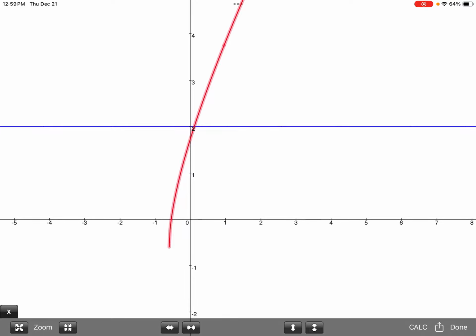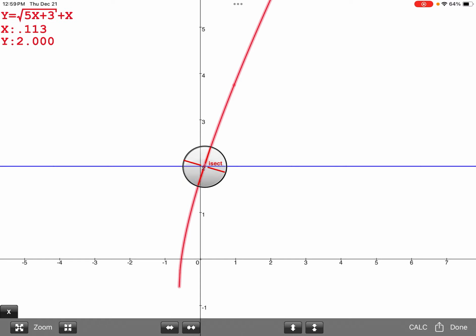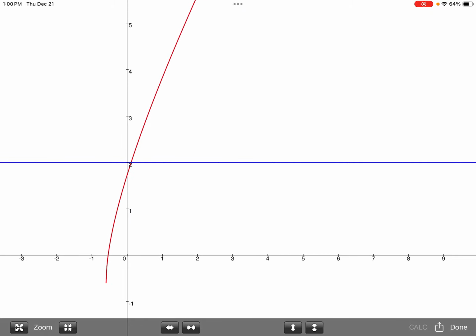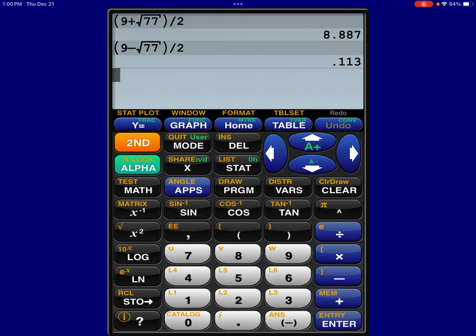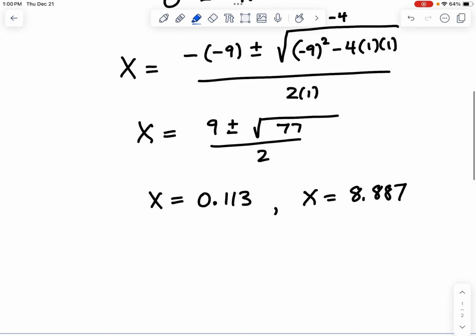And then if you look at the graph, it looks like there's only one place where they intersect, and that would be right there, the 0.113. And if you go to where it's 8 point something, well, that would be over here, and the red one and the blue one are not intersecting. So it was only the 0.113 that we keep as the answer. So go back and say, thank you for trying 8.887, but this is the winner.